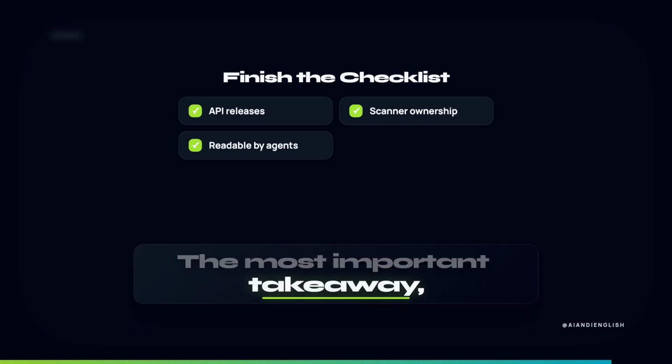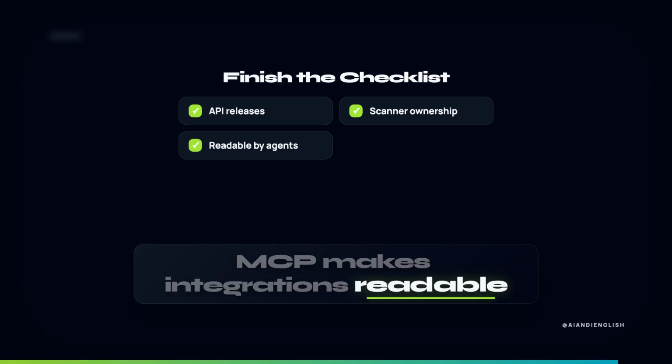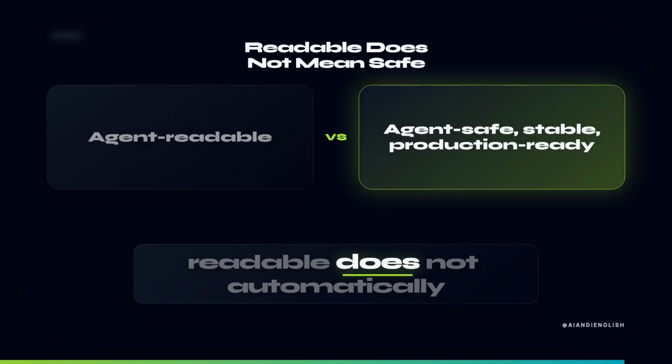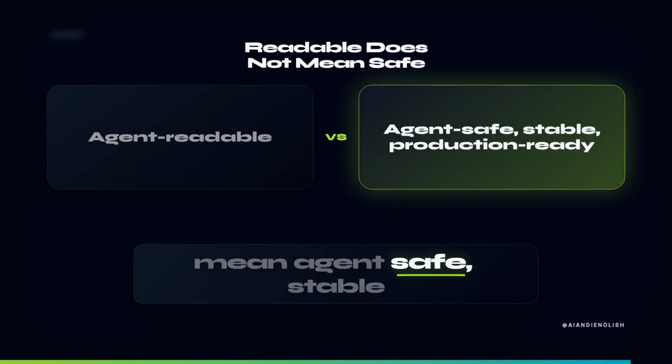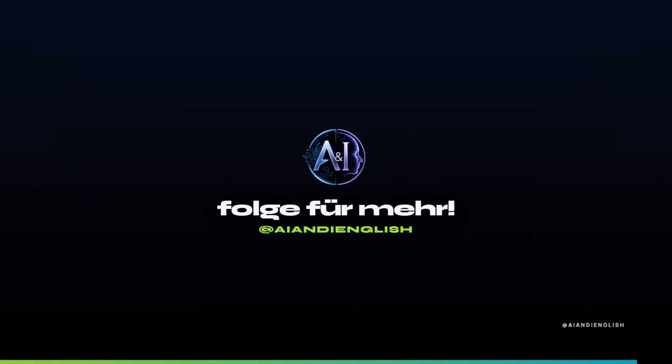The most important takeaway: MCP makes integrations readable by agents. But agent readable does not automatically mean agent safe, stable, or production grade. If your company ships an official MCP server, it needs the same level of seriousness as a public API, just with more focus on tool selection, context, and behavior.